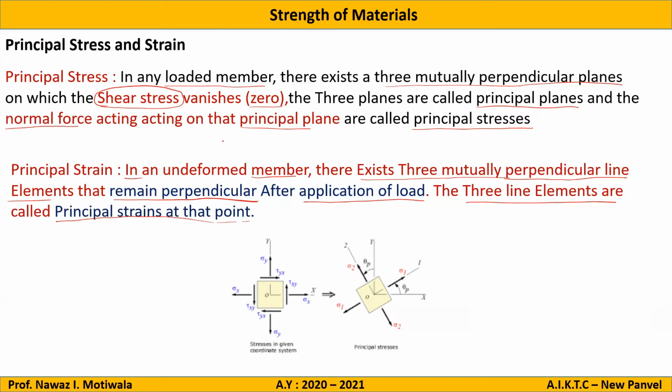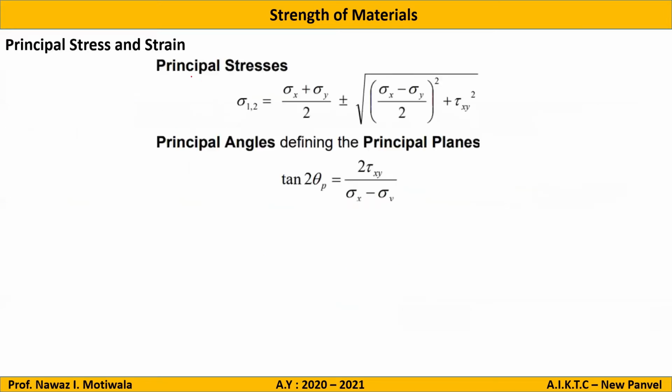sigma 2. Again, we have some formulas for finding principal stresses and principal strain, which are like this. Principal stresses sigma 1 and 2 are given by (sigma x plus sigma y) by 2 plus or minus the root of ((sigma x minus sigma y) by 2) square plus tau xy square, and the angle at which it is acting is tan 2 theta equal to 2 tau xy divided by (sigma x minus sigma y), where sigma x is the stress in x direction, sigma y is the stress in y direction, and tau xy is the shear stress acting on the xy plane.